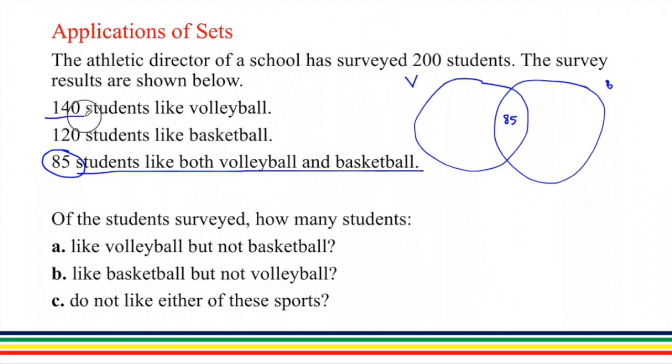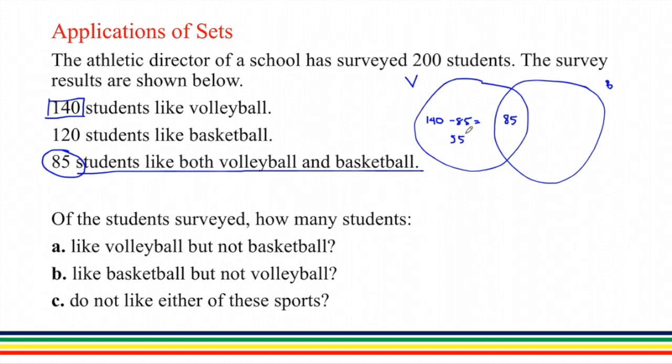But we have 140 students who like volleyball. So therefore, the total number of students in the set of volleyball is 140. But the 85 is already taken on the intersection with the set of the students who like basketball. So all we have to do is subtract the whole number of students, which is 140, with their intersection, which is 85. So 140 minus 85 is 55. So therefore, there are only 55 students who only like volleyball.